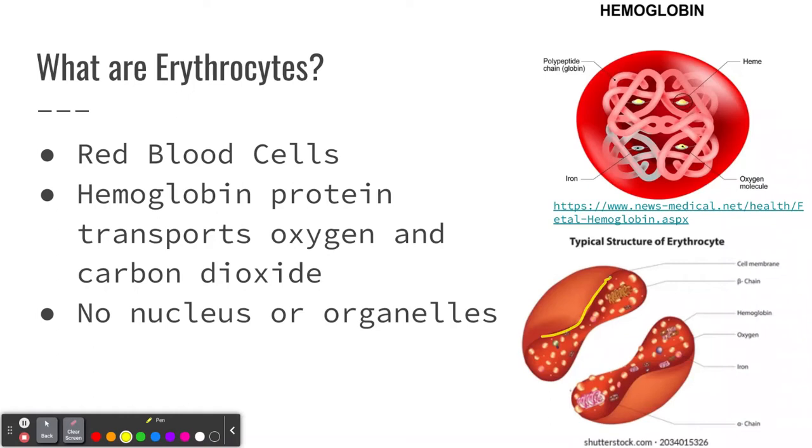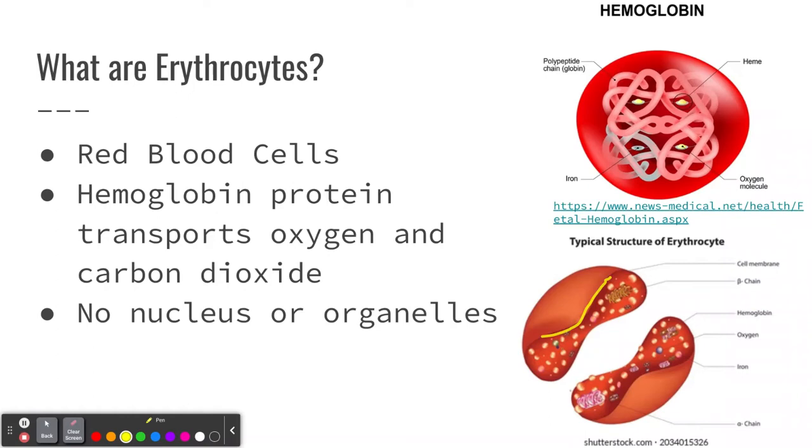But if you think about it, their main function is to carry and transport oxygen throughout the body. So it makes sense that there's no mitochondria, because in oxidative phosphorylation, we use oxygen. We're not going to want the mitochondria using the oxygen that we want to be transporting. So it does make sense, and again in this picture, there are no organelles and no nucleus within this type of cell.